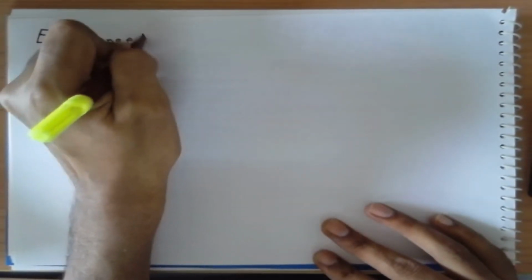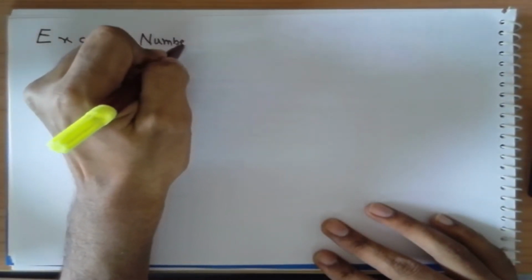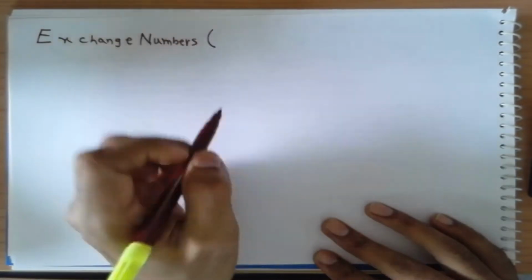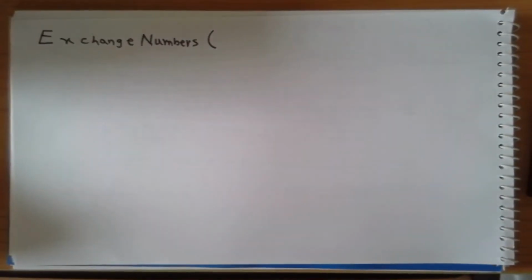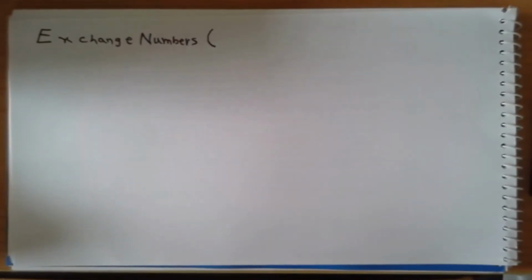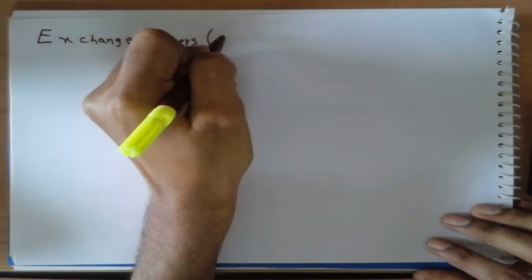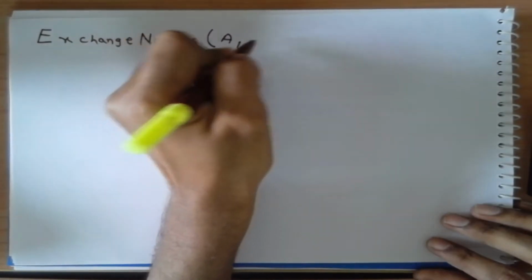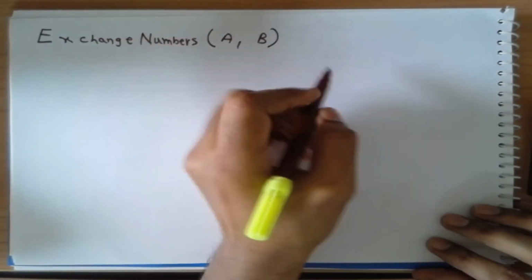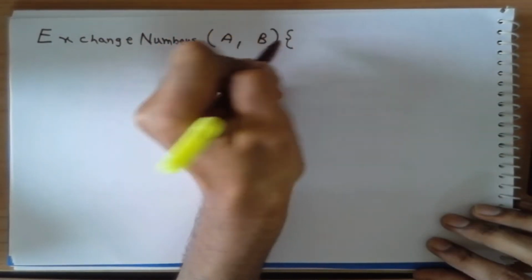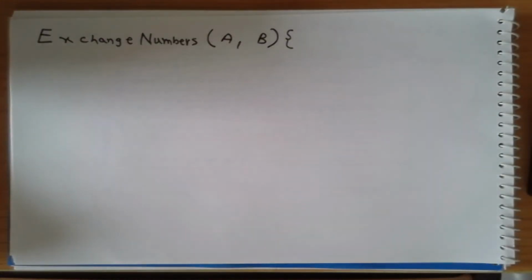Exchange numbers, and then in parentheses we are going to have the input. So the input is going to be A and B, and then we are going to have the open braces to indicate the start of the block.